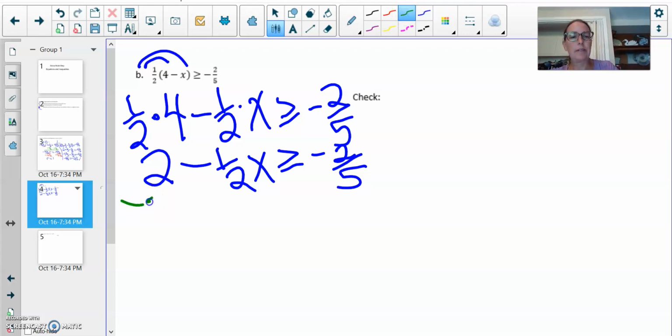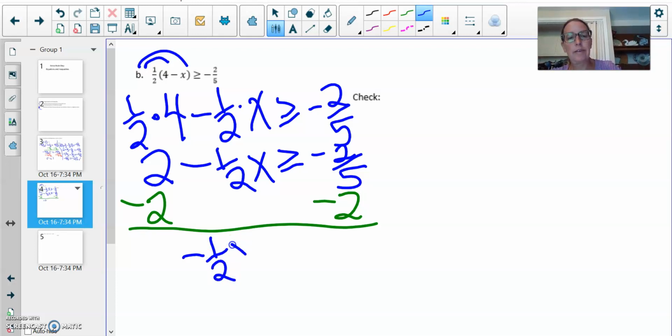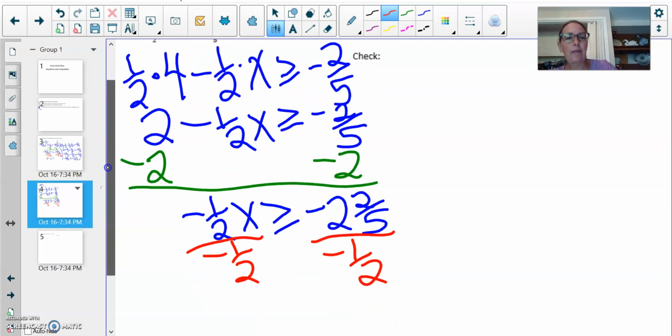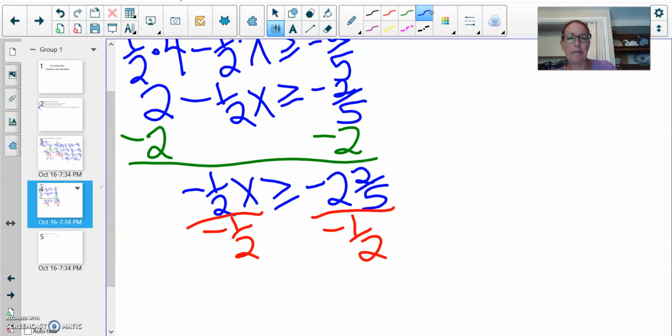Now we're doing our inverses, so we're going to subtract 2 from each side. Be careful of your signs. You still have negative 1/2 x is greater than or equal to negative 2/5 minus 2, which is negative 2 2/5. Our next inverse, we're dividing by negative 1/2. Remember, you're dividing by a negative, so you have to switch your inequality sign around. You get x is less than or equal to 4 4/5.